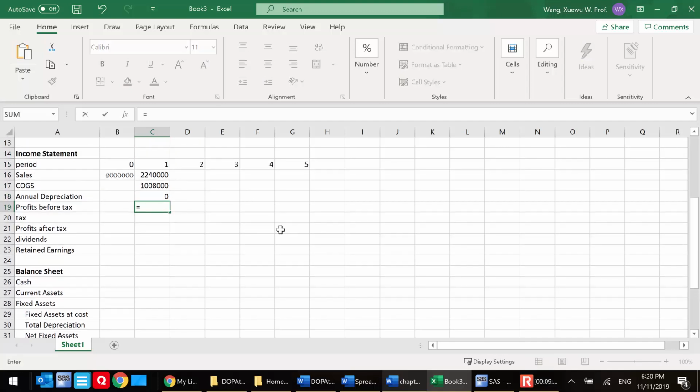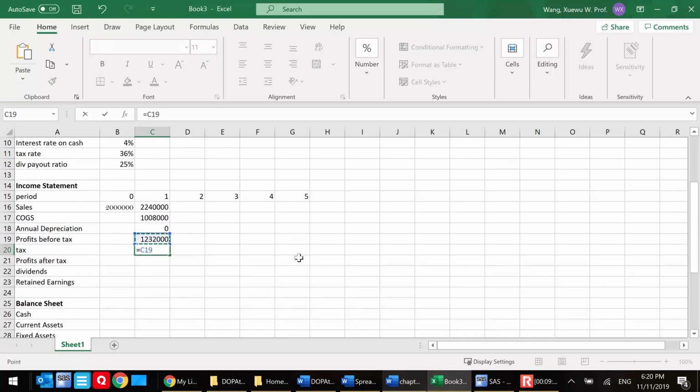The profits before tax is going to be sales minus the cost of goods sold minus the annual depreciation. Then we're going to pay tax, which is this multiplied by the tax rate. Let me lock down the tax rate. The profits after tax is the profit before tax minus the tax. Now let's start paying our shareholders. This amount multiplied by the dividend payout ratio is the dollar dividend you're going to pay out, and the remainder goes to your retained earnings. So that is your income statement for year one.